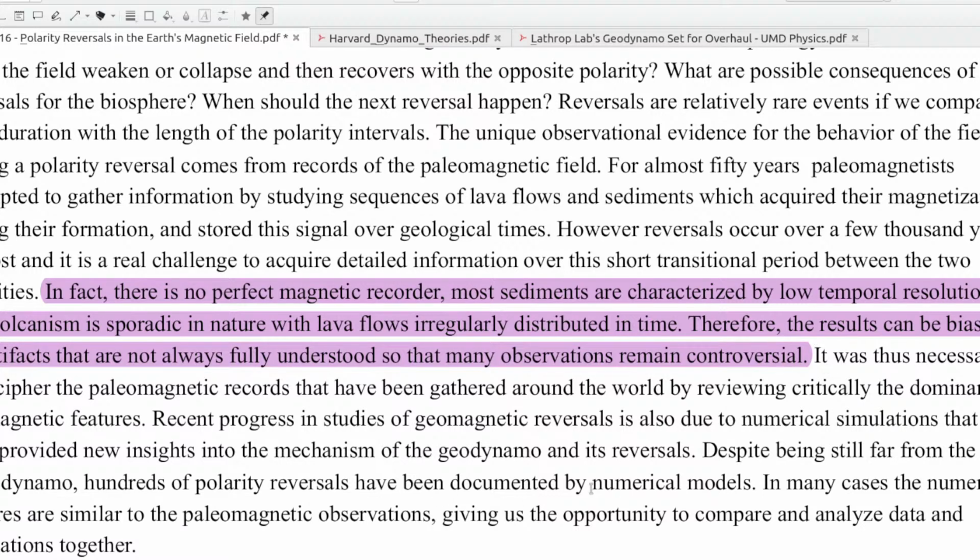It was thus necessary to decipher the paleomagnetic records that have been gathered around the world by reviewing critically the dominant geomagnetic features. Recent progress in studies of geomagnetic reversals is also due to numerical simulations that have provided new insights into the mechanism of the geodynamo and its reversals.